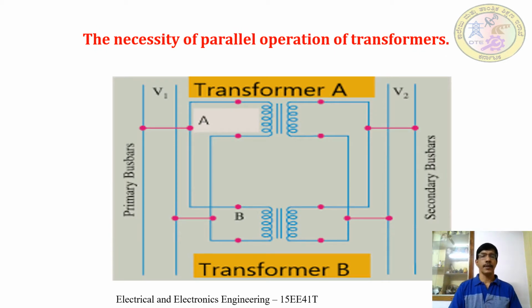In this diagram also we can see primary bus bars, secondary bus bars, transformer A, transformer B. Transformer A connected to the transformer B and that is connected to the bus bars. Similarly, transformer A neutral connected to the transformer B and connected to the bus bars. Similarly, secondary side connections. Transformer A connected to the transformer B and connected to this bus bar. Neutral of transformer B connected to the transformer A, B and here bus bars. So transformer A and B connected in parallel.